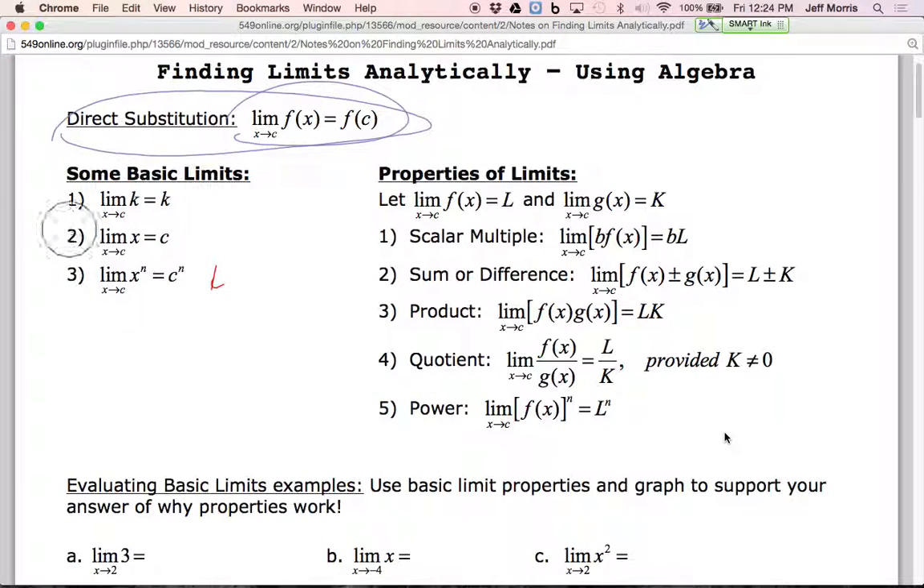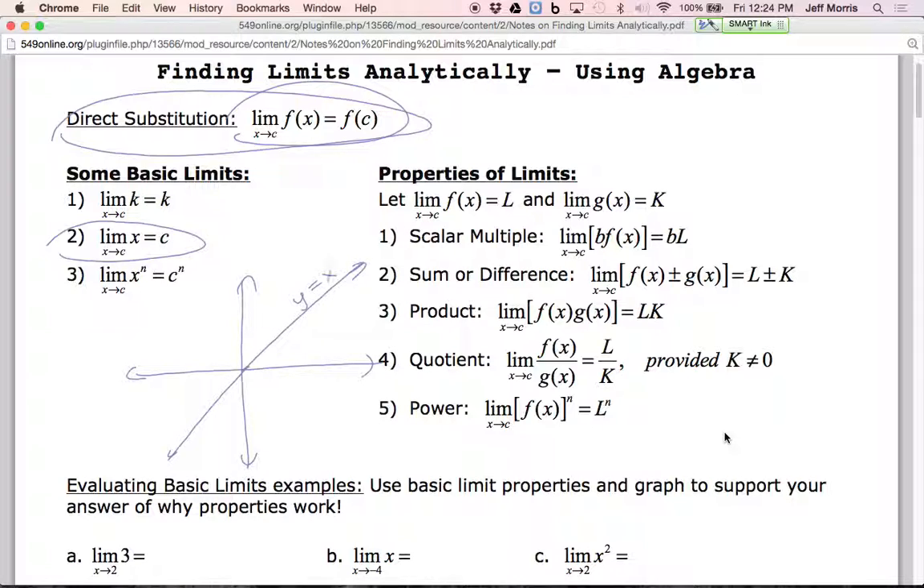Now, this next one really, I think, these next two properties, or basic limits, really illustrate what direct substitution is. This next one, the limit of x. What is x? Y equals x. What is y equals x? It's the line with a slope of 1. Passes through the origin. There's the line y equals x.